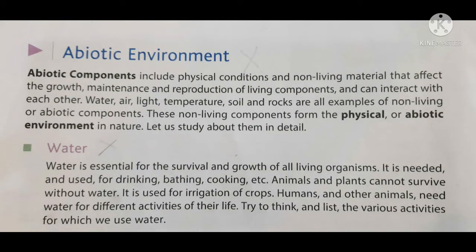Hello friends, in this video we will see chapter 1, Abiotic components. In our part 1 we had studied about biotic components. In this video we will study about abiotic components.